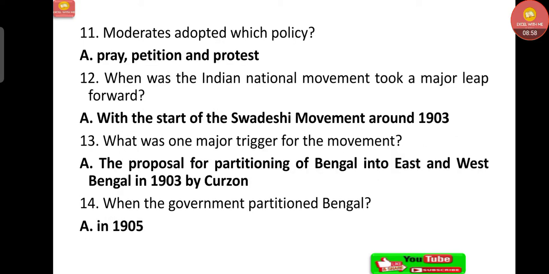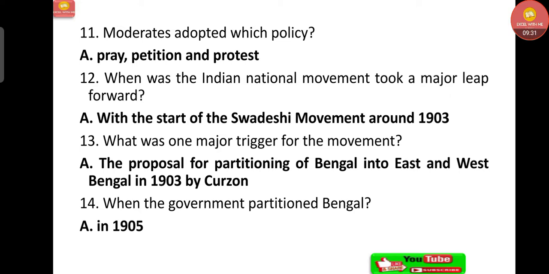They were moderates. Moderates adopted which policy? Pray, petition and protest. Triple P, we can remember as pray, petition and protest. When did the Indian national movement take a major leap forward? With the start of the Swadeshi movement around 1903. What was one major trigger for the Swadeshi movement? The proposal for partitioning of Bengal into East and West Bengal in 1903 by Lord Curzon.